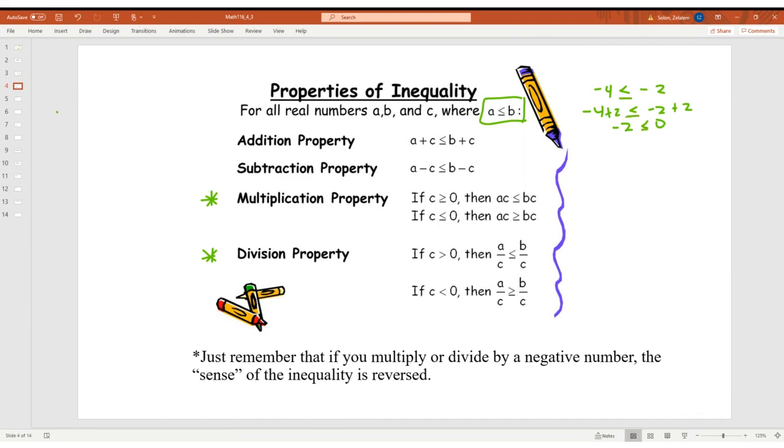Now the second one is subtracting a number. So let's say I have 2 is less than 4. I'm using 2 and 4, and I'm taking away 2. So minus 2 here, minus 2 here. Again, I have 0 is less than 2. Again, subtracting a number doesn't change the inequality. Still less than. So when you subtract a number and add a number, it doesn't change the inequality.